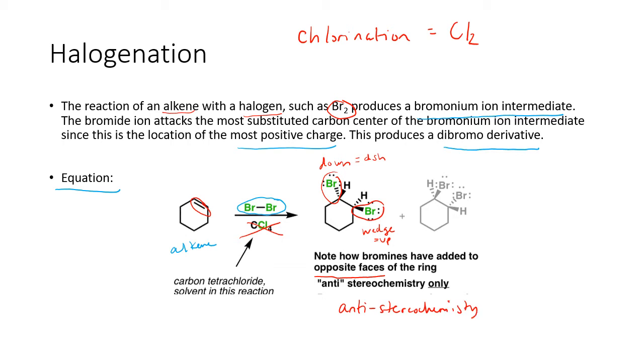Where they are added to opposite faces. So when we go through our mechanism, we'll see why that occurs. Why don't we get syn stereochemistry or syn addition, and they don't end up on the same face? So when you draw your products, you don't have to use wedges and dashes if you're not using a ring, but you should show one bromine pointed up and the other one pointed down using the correct geometry.